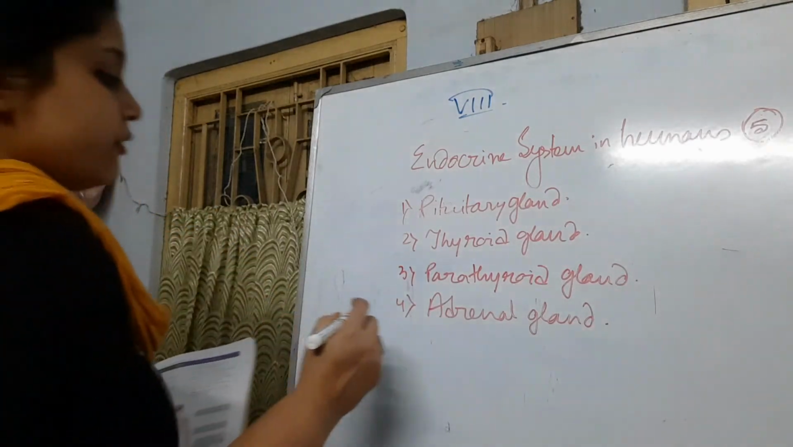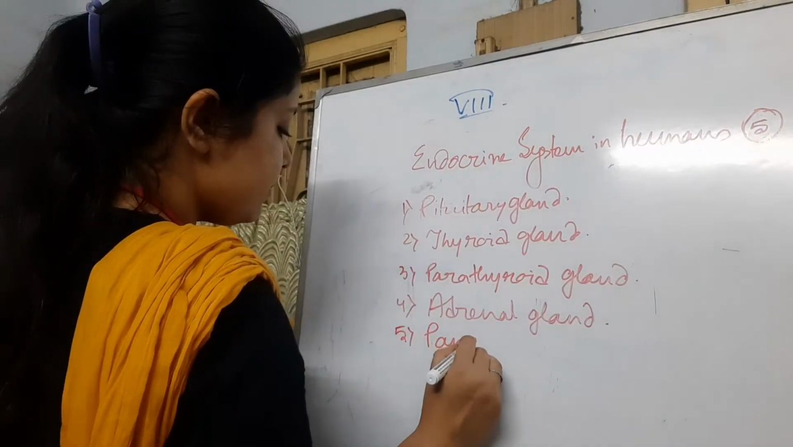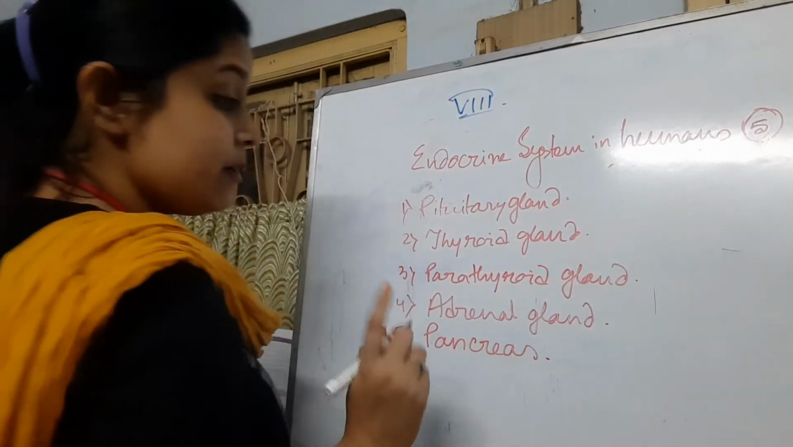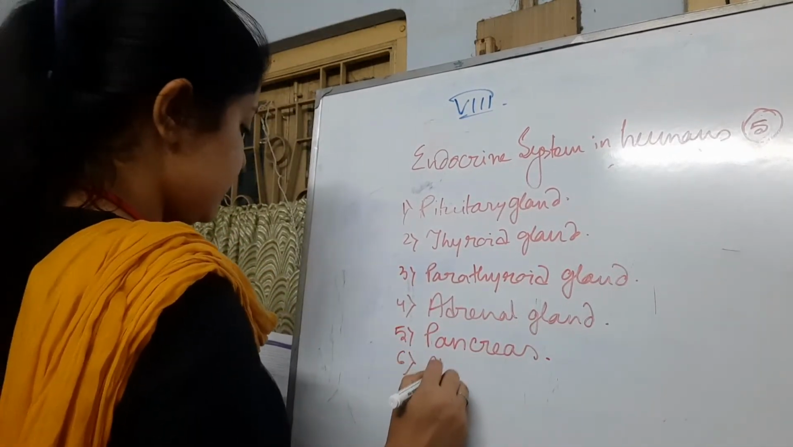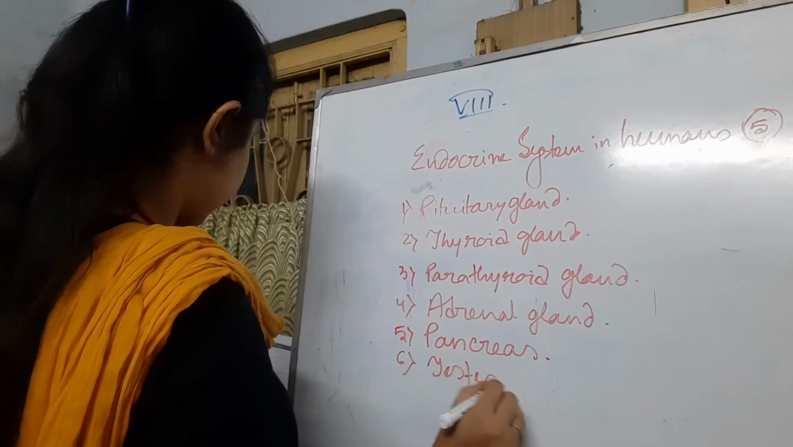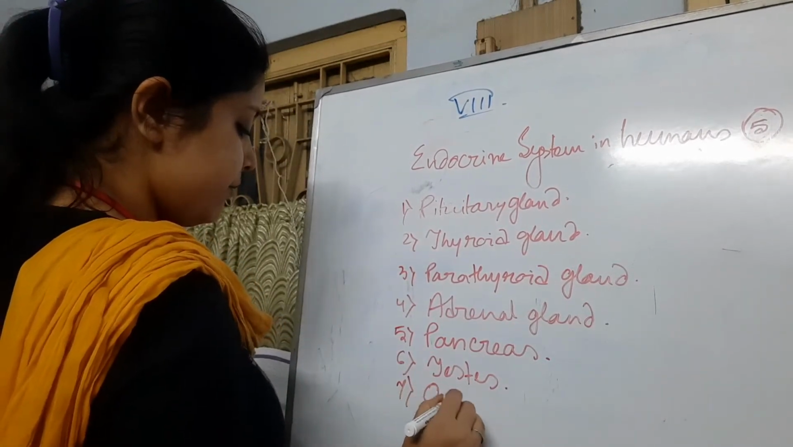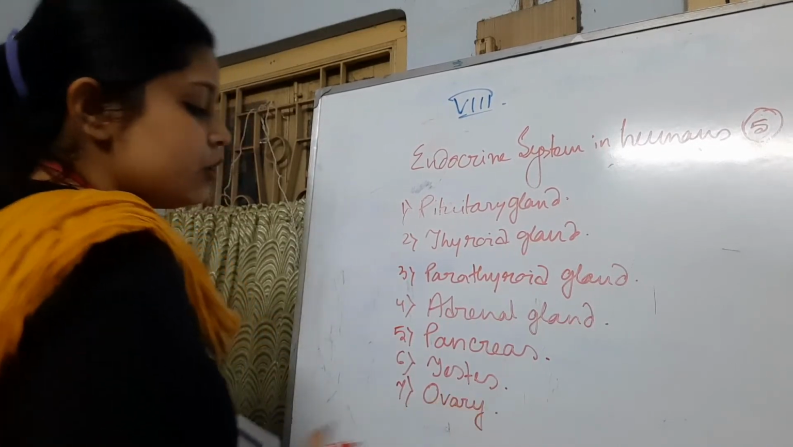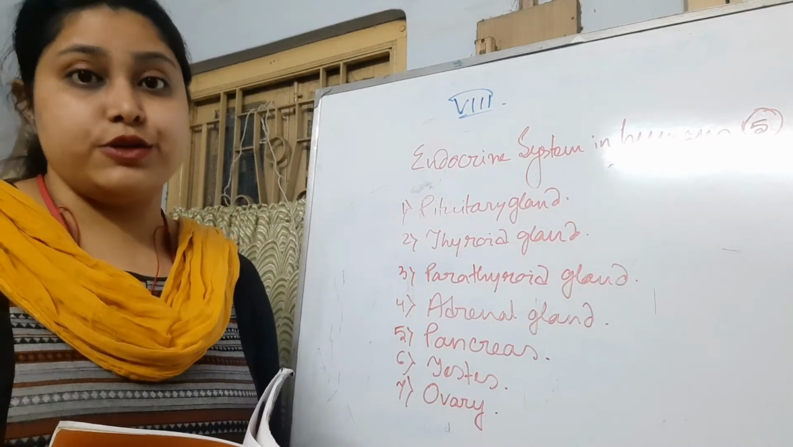The first will be pancreas, that is a mixed gland. Next is testis and the ovary. So let's check the pictures and the functions of them.